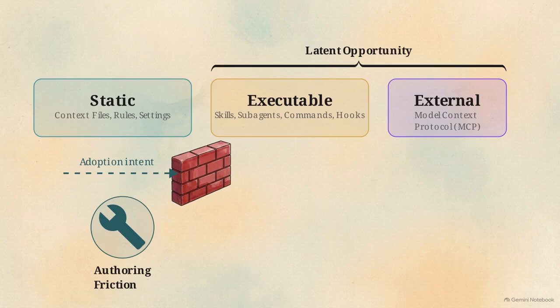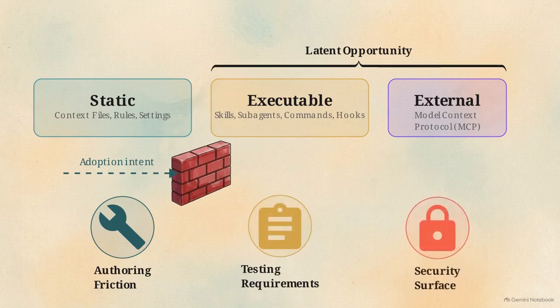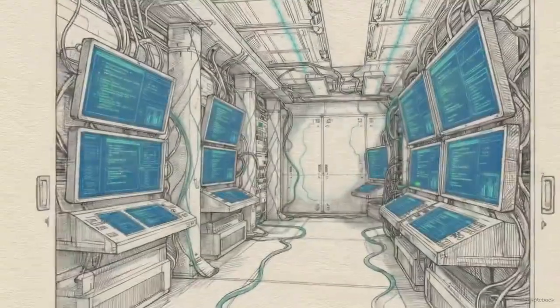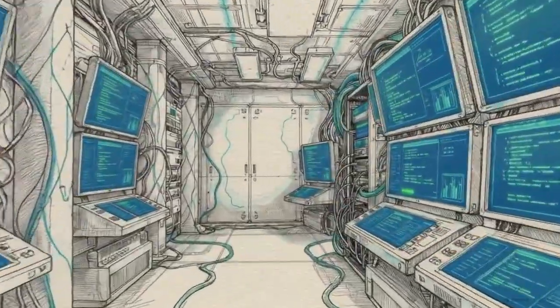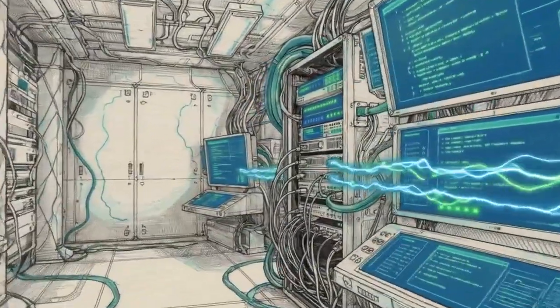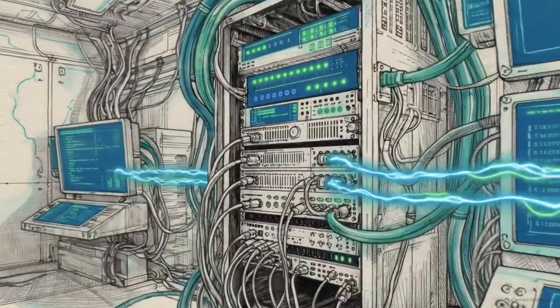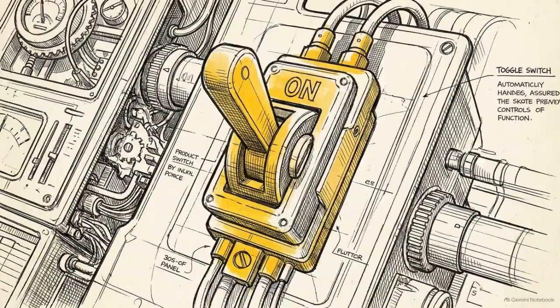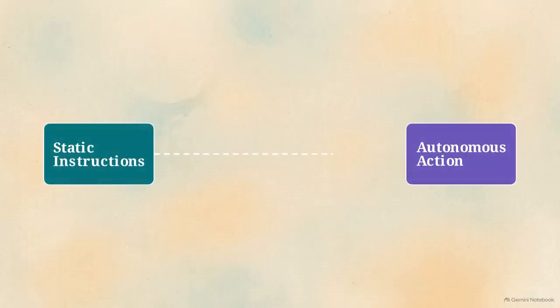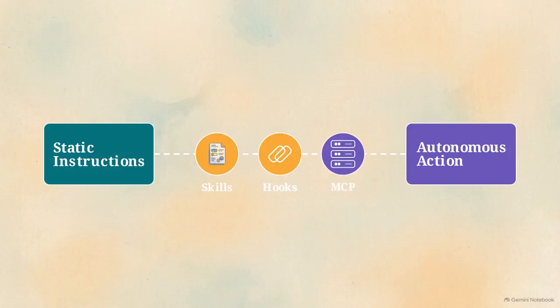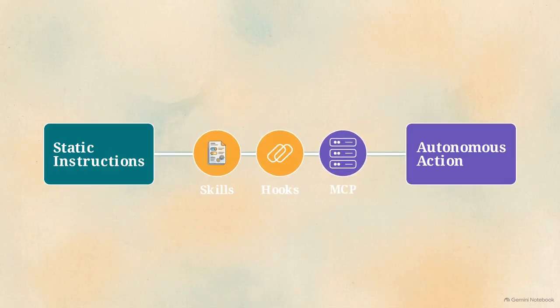Writing executable agent scripts and opening external connections carries higher authoring friction, requires more testing, and expands a project's security surface area. Relying on a single prompt ignores the architecture required to manage state, execute code, and maintain context over time. The next stage of development will likely center on these underused executable mechanisms, probing whether engineering the full harness can bridge the gap between static instructions and truly autonomous action.